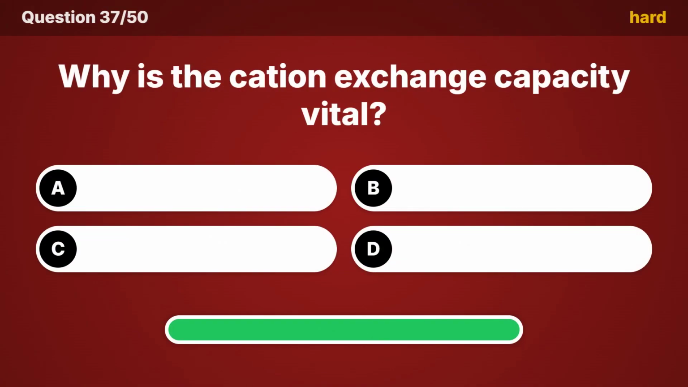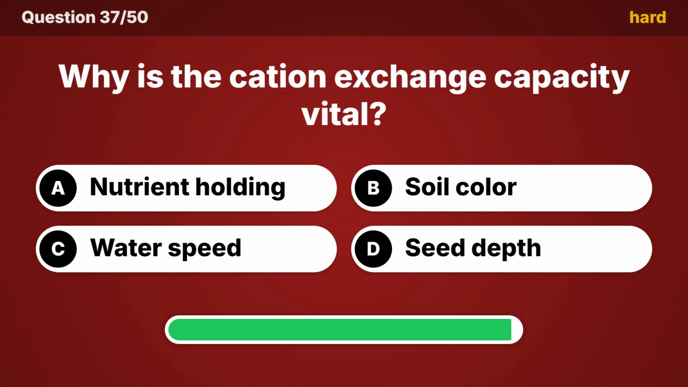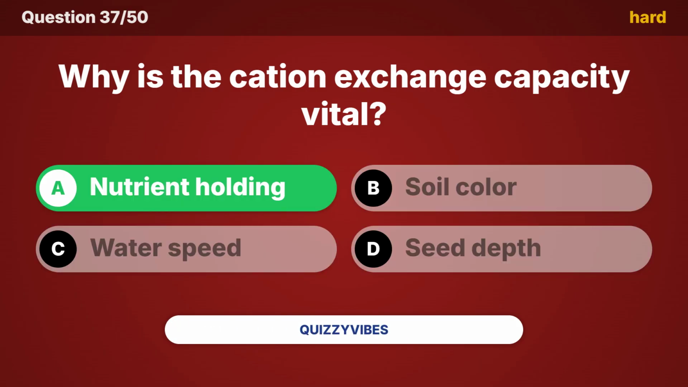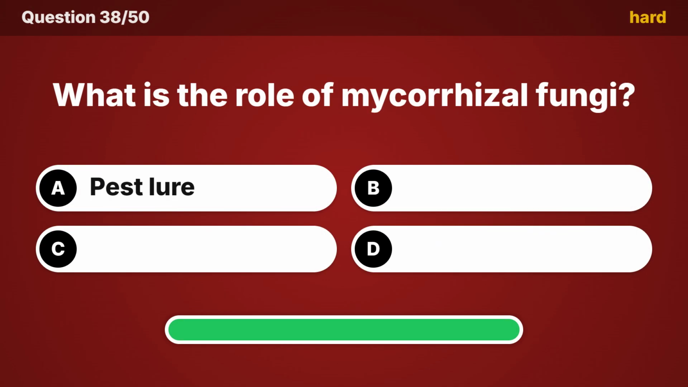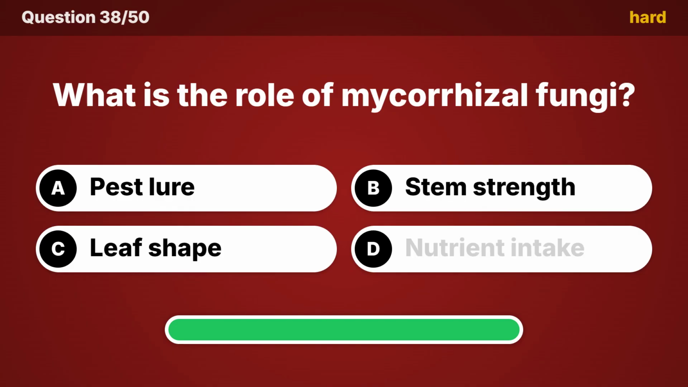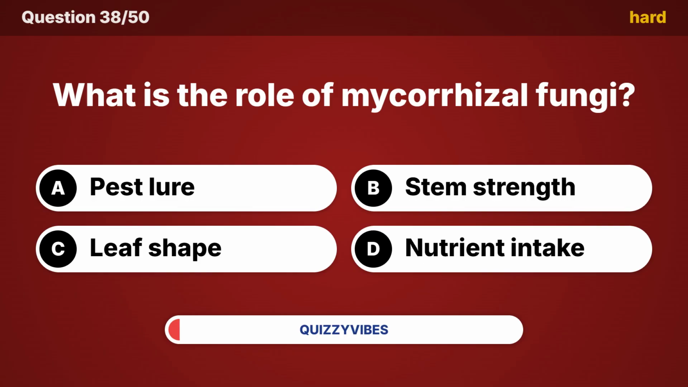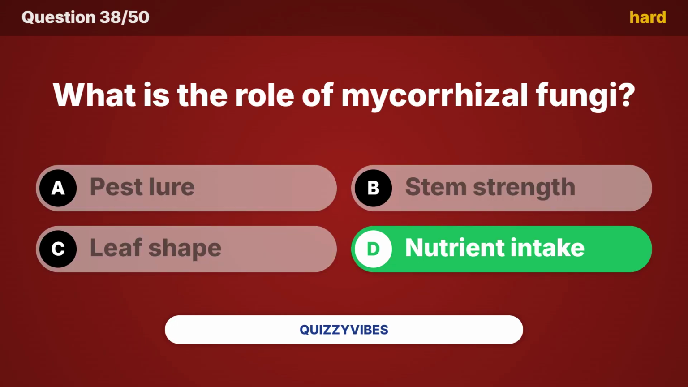Why is the cation exchange capacity vital? Did you guess it? The answer is nutrient holding. What is the role of mycorrhizal fungi? Time's up, it's nutrient intake.